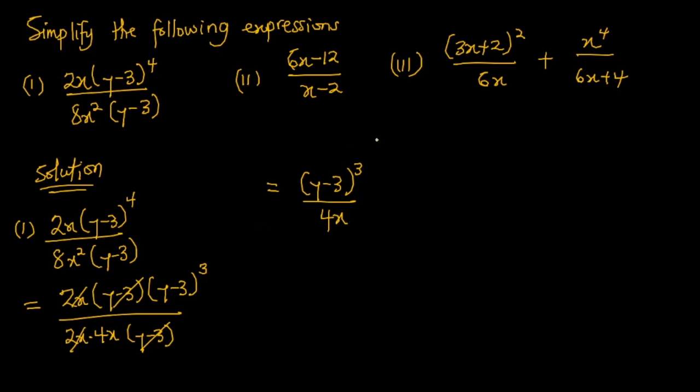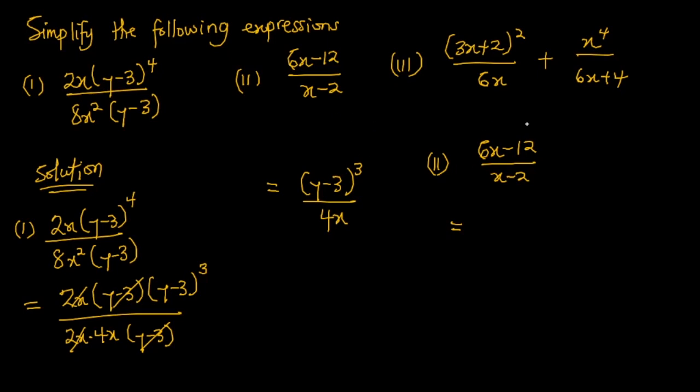Alright, let me look at the second expression. So we have (6x minus 12) on (x minus 2). Just like how we saw in the previous example, when we have an expression like this, we need to rewrite it in a way that we can cancel something from the numerator and the denominator. We do that by looking at where we think we can factorize. We factor something out to get a common term at the numerator and the denominator, then we cancel out.